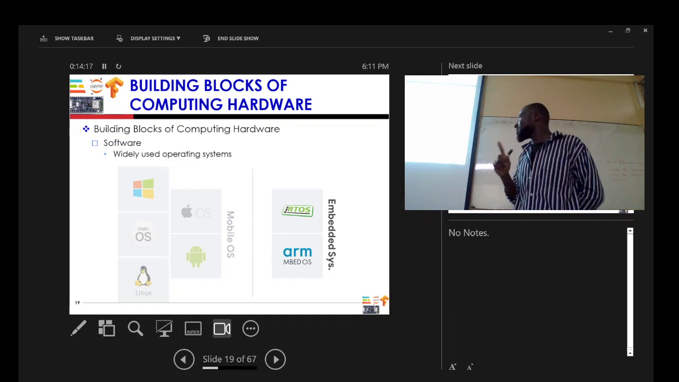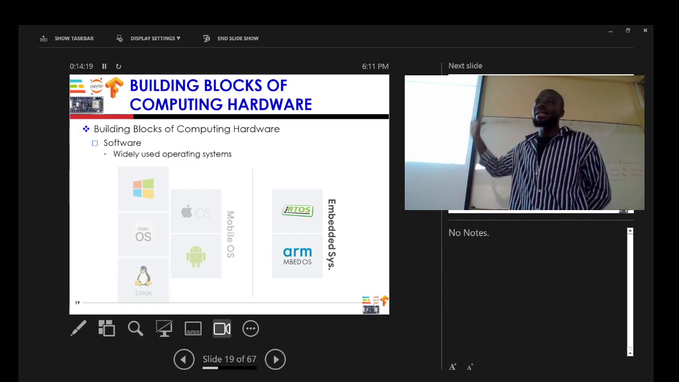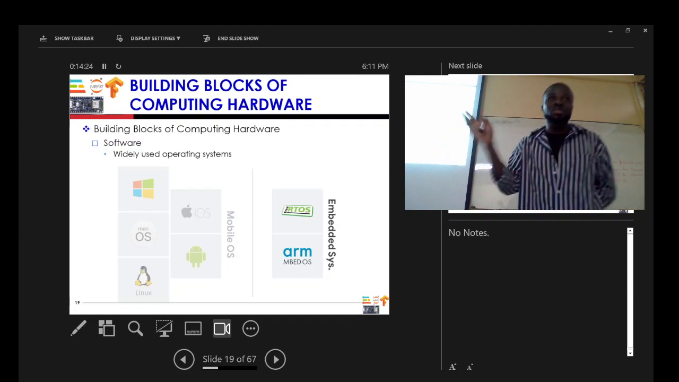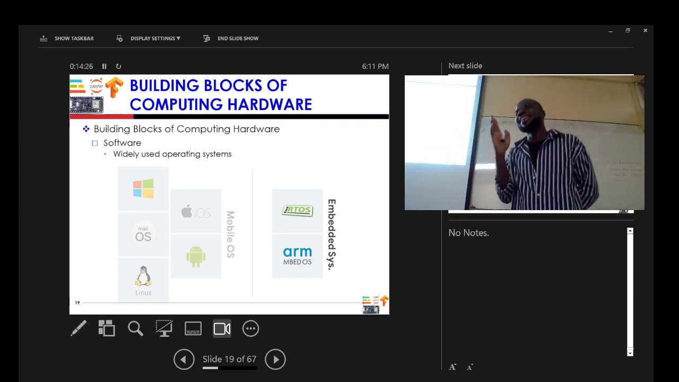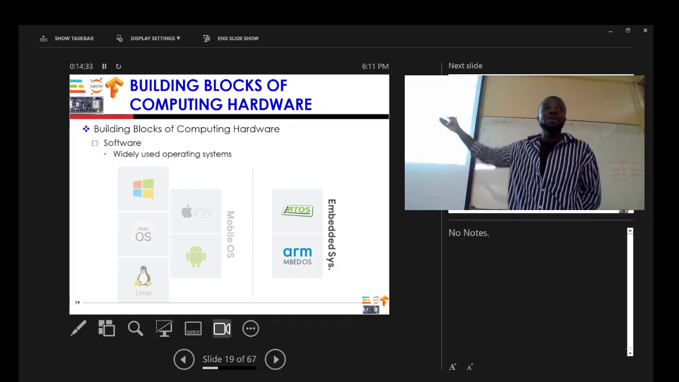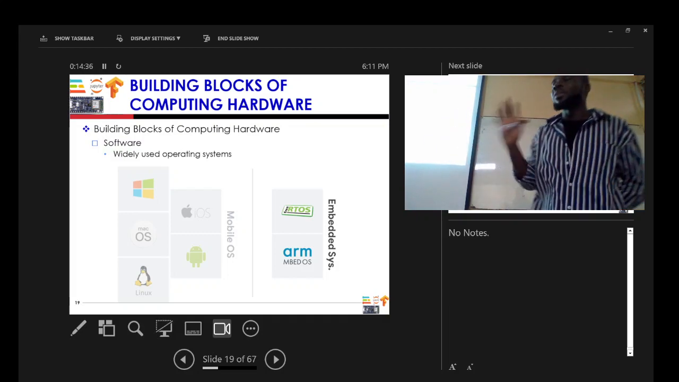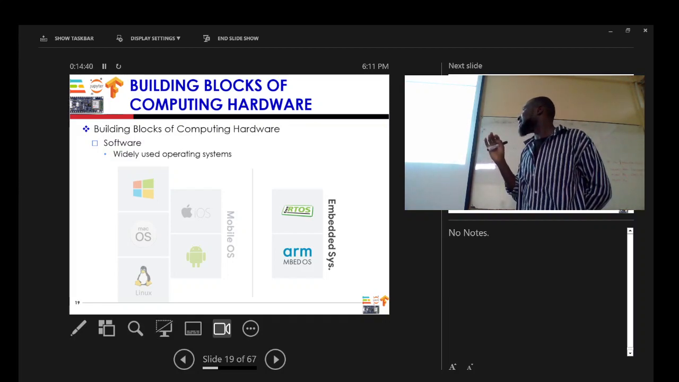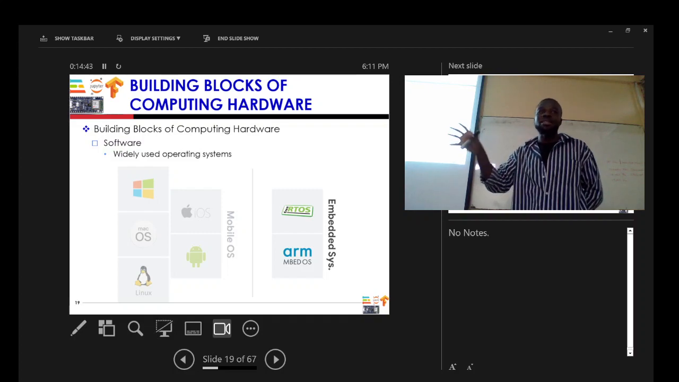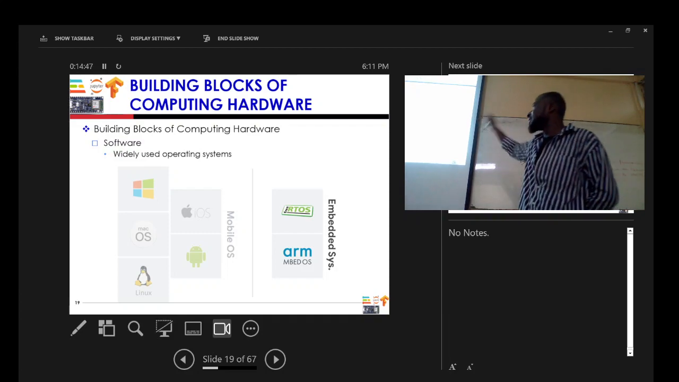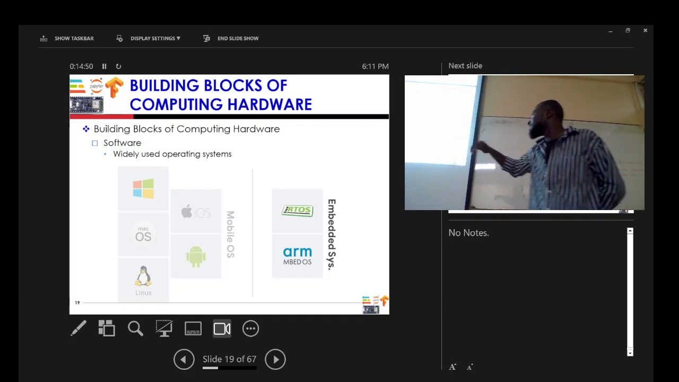So now we have an issue. When we come to embedded systems like your microcontroller, it has only 1 megabyte of flash, only 1 megabyte. So it means that it is impossible to put Windows or even iOS or Android on those devices. Now the point is that there are some embedded OSs for those kinds of devices. One of them is called FreeRTOS, and another is called ARM Mbed OS.